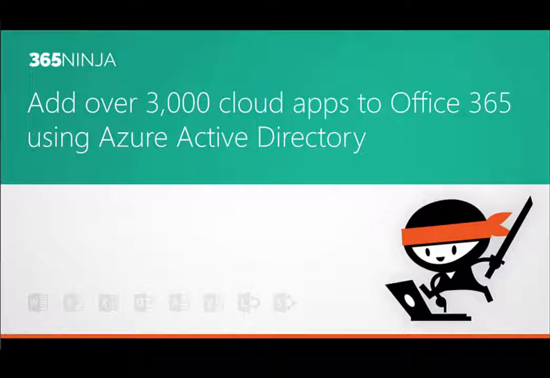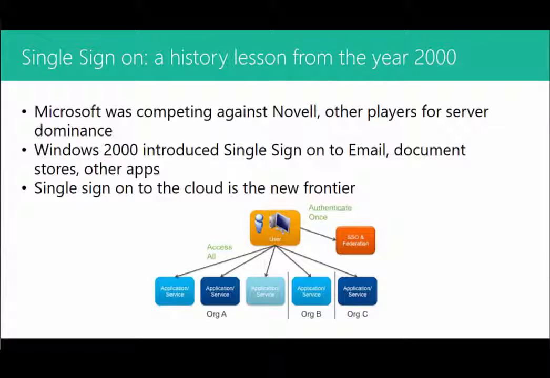Thank you, Rachel. It was a great introduction, and it's an honor to be the closer of the 365 Ninja webinar series. As Rachel mentioned, I'm going to be presenting about adding over 3,000 cloud apps to your Office 365 using Azure Active Directory. I'm going to talk through how this is done, and then we're going to see a demonstration towards the end. So let's move on.